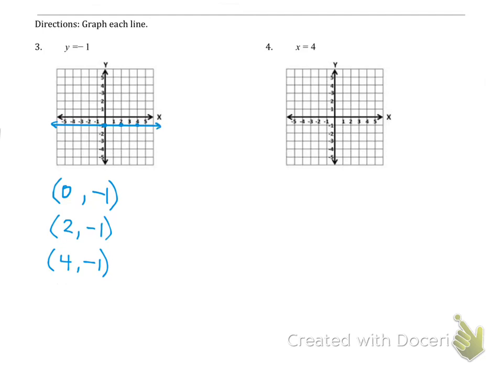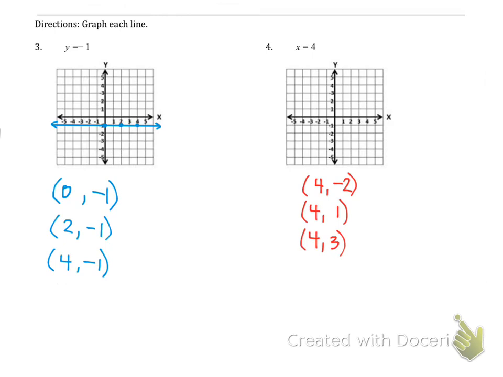Okay, let's try number 4. So number 4, we're graphing the line x equals 4. So I'm going to think of 3 points that have the x value of 4. So 4, negative 2, 4, 1, and 4, 3.